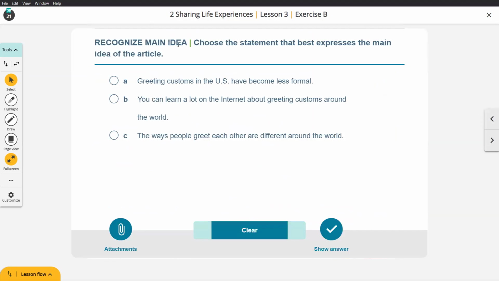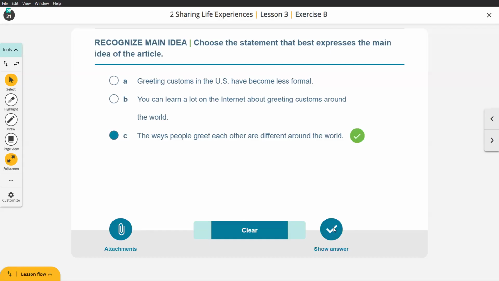So, recognize main idea. Here we have: choose the statement that best expresses the main idea of the article. Some of you partners already said, so maybe you can say it here. Any other volunteer? What about Estrella or Liz? You two. Which can be the main idea? Greeting customs in the USA have become less formal. You can learn a lot on the internet about greeting customs around the world. Or the ways people greet each other are different around the world. Which of these expresses the main idea? Of course, we can see yes, but we talk about this. Which one can express the whole idea of the article? Yes, Liz. I think maybe option C, the ways people greet.